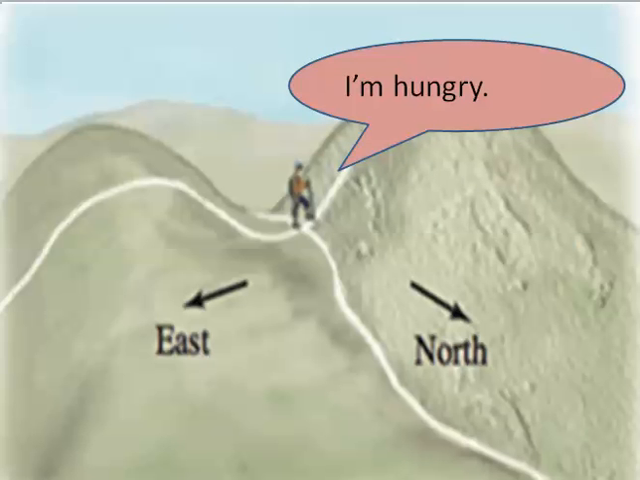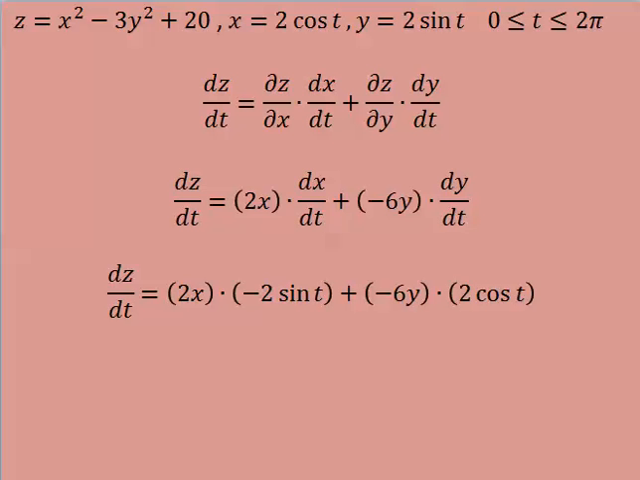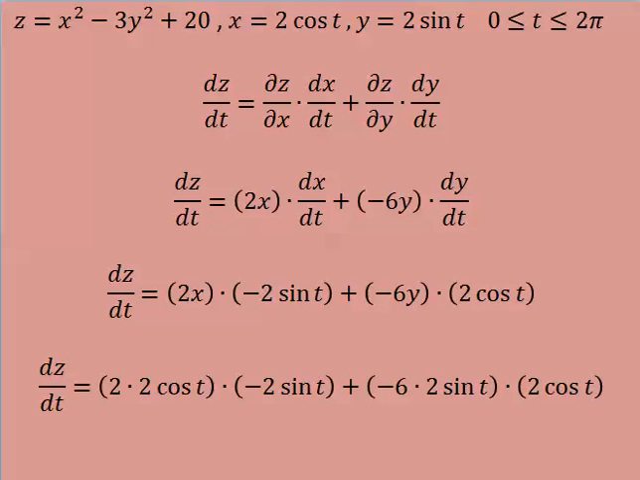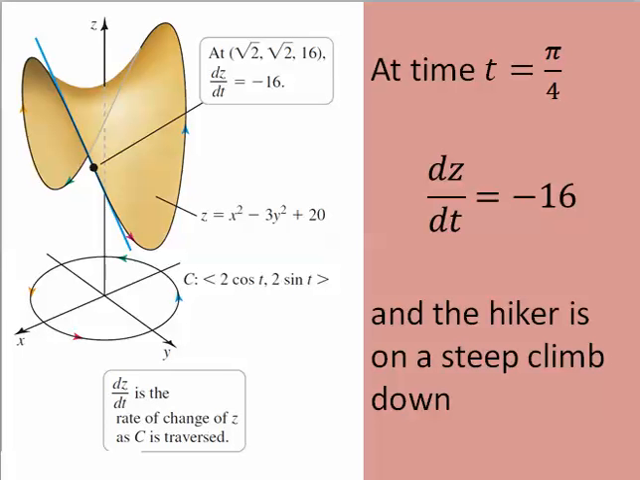All right, let's go back to our problem. We set up the derivative. We find z partial x, z partial y. Find dx dt, dy dt. Use the parameterization to write dz dt as a function of t. And then simplify and evaluate at pi over 4. At time pi over 4, the hiker is on a steep climb down.